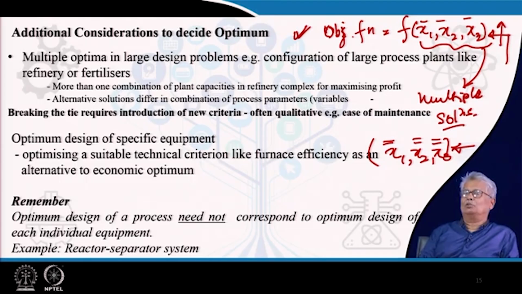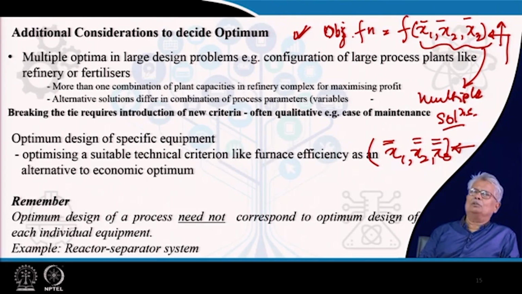But one thing is true in both the cases, we usually will be bringing in, for breaking of the tie, a new criterion which could be quantitative, it could be qualitative as well. This is more common in case of designing large plants or complexes, or even plants where there are certain small sub processes.